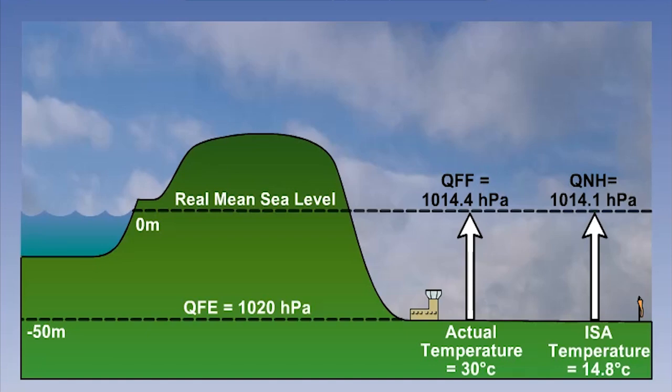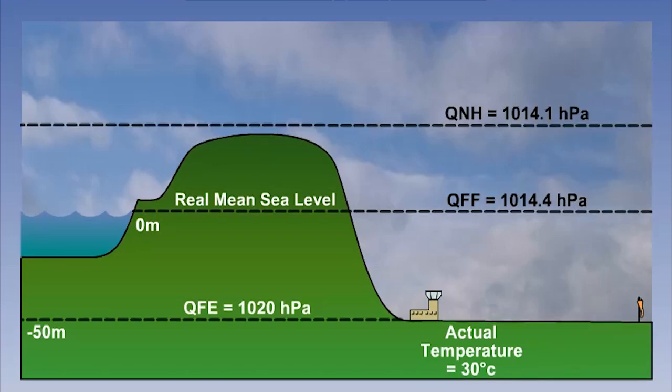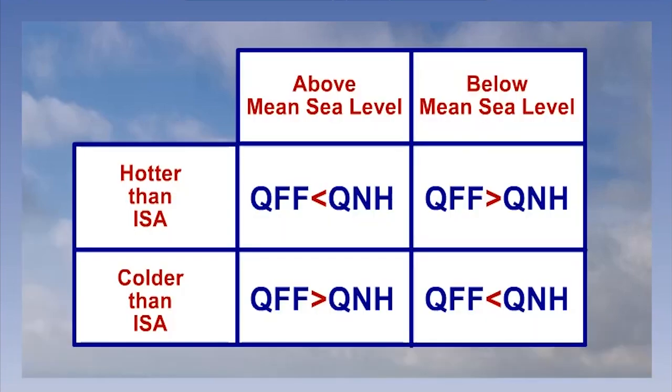In this example, below sea level in warmer than ISA conditions, QFF was more than QNH. However, different pressures cannot exist at the same level. So since QFF is the most accurate, it will remain at the real mean sea level, and QNH pressure will be found slightly above mean sea level. Lastly, here is a summary diagram to show the relationship of QNH and QFF in all conditions.